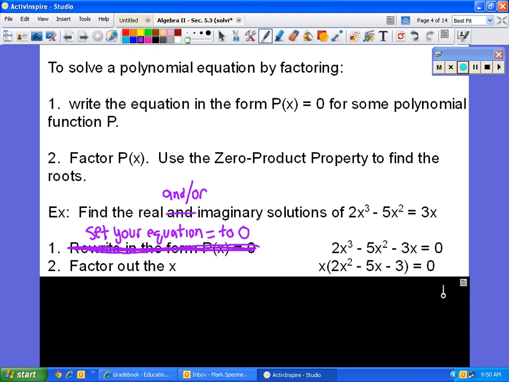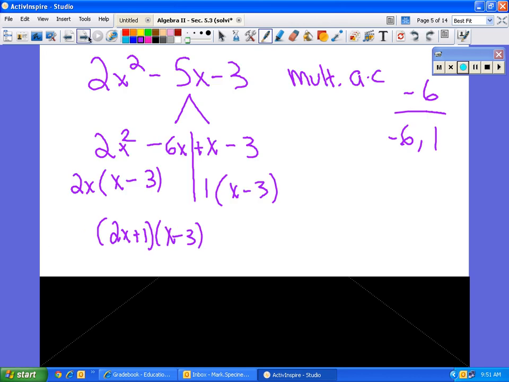Anybody else? Multiply A times C to equal B. That's right. Thank you, Nikki. Notice we don't have a 1 here. Since we don't have a 1 here, we can't just find the factors of C that add up to B. We have to find a different way to factor. When the A value is greater than 1, we have to go to what I call plan B, which is to multiply A times C and find the factors of -6 that add up to -5.